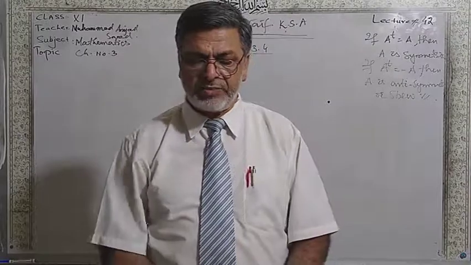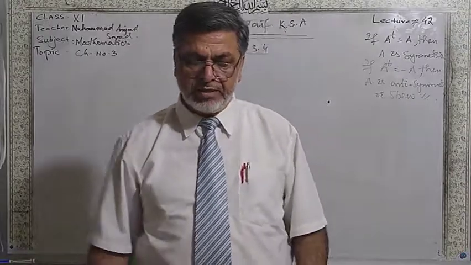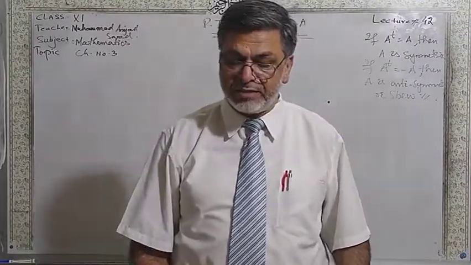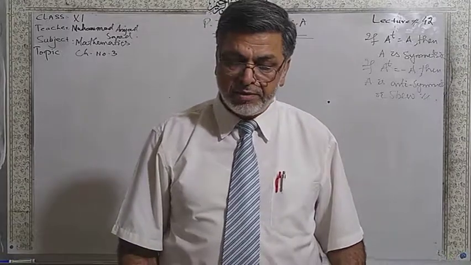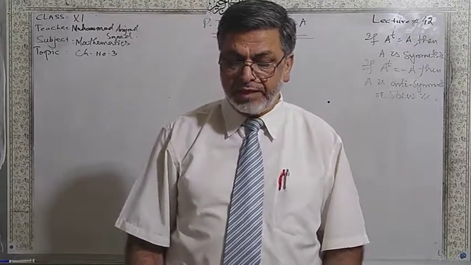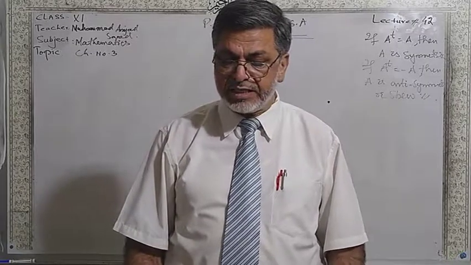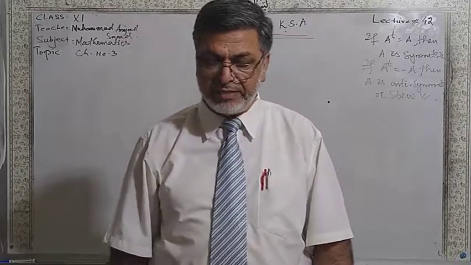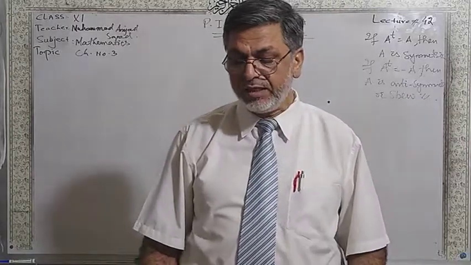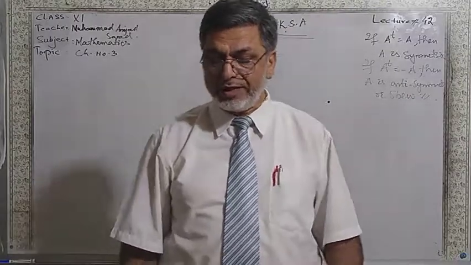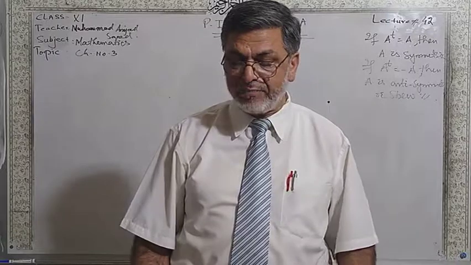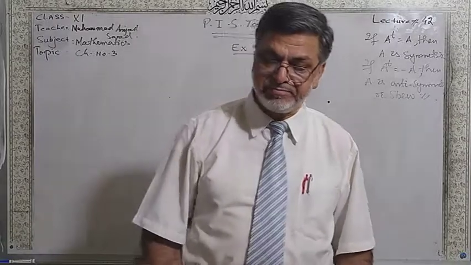In exercise 3.4, we have question number 1. A and B are given. If A is equal to 1, minus 2, 5, minus 2, 3, 1, minus 1, 5, minus 1, 0, and B is given, then show that A plus B is symmetric.